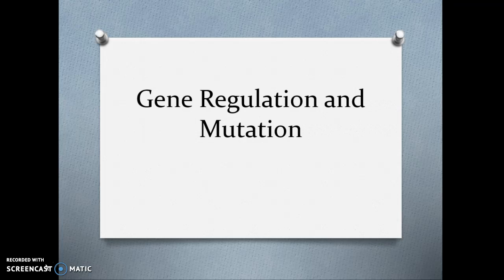We have talked about DNA, replicating DNA inside the nucleus. Then we talked about how to make a protein, which is called protein synthesis. And you have transcription in the nucleus that makes mRNA, and then you have translation, which goes from mRNA to proteins. Now, what we're going to talk about today is gene regulation and mutation.